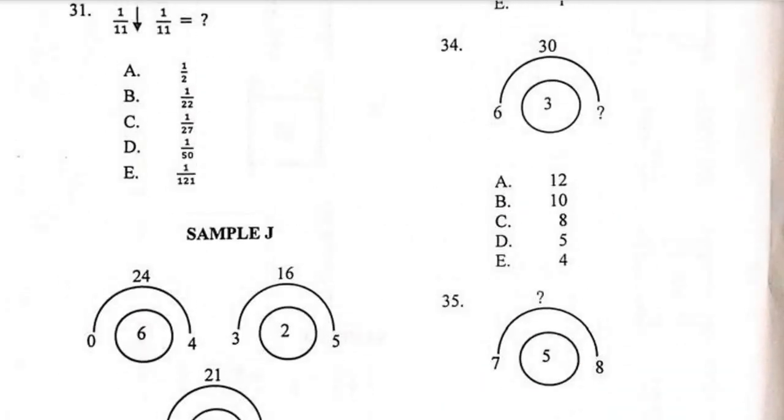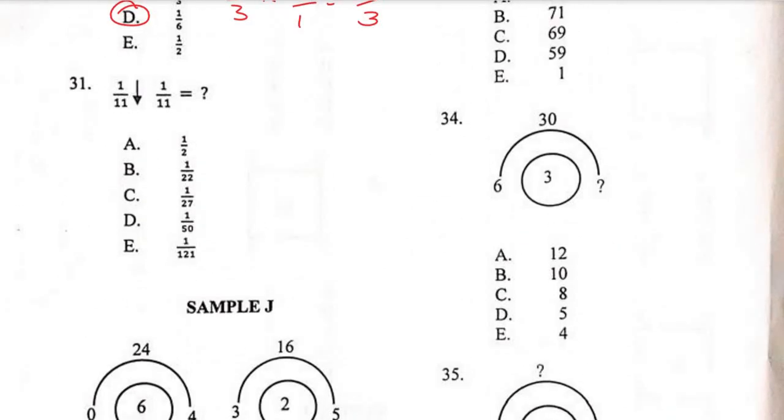Since this arrow is pointing downward, that means what we need to do here is to multiply. We have 1 out of 11 times 1 out of 11. 1 times 1 is 1. 11 times 11 is 121. The correct option is E, 1 out of 121.